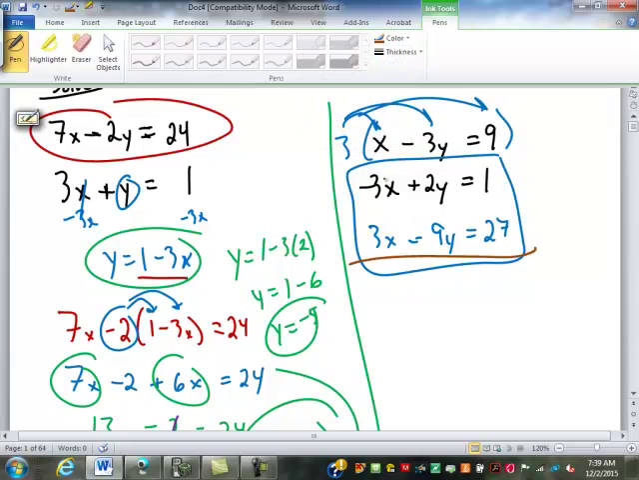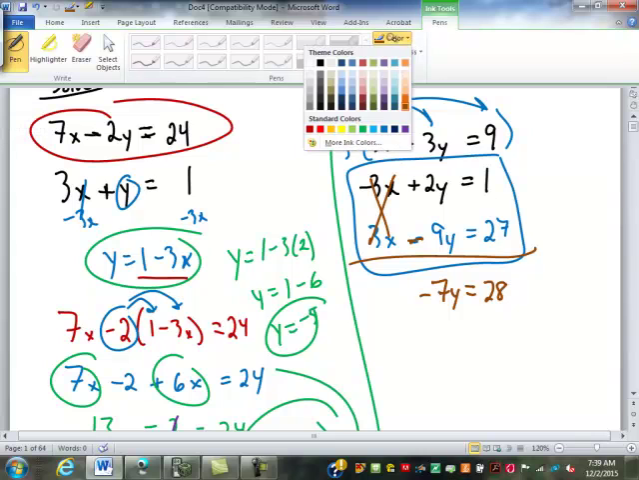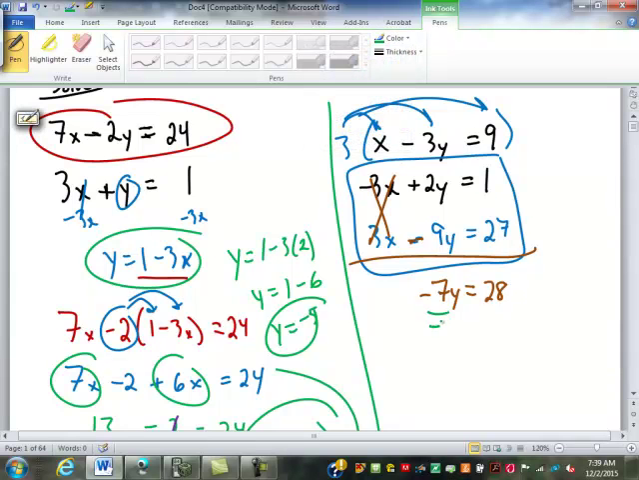I add negative 3x and 3x, cancel out. 2y and negative 9y make a negative 7y. And 1 and 27 make 28. We divide by negative 7. Y equals negative 4. And now we have to go back and find x.